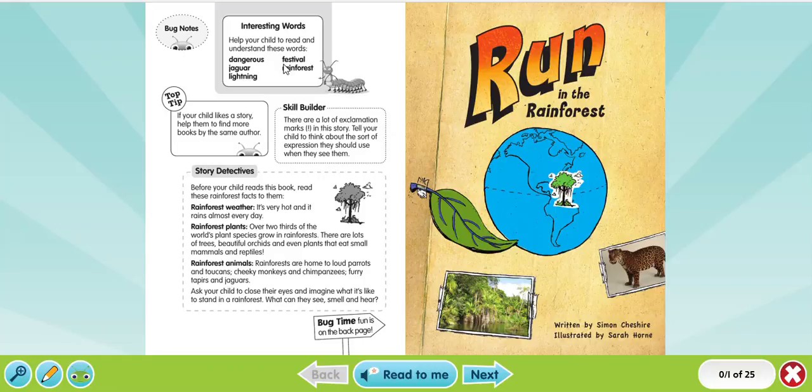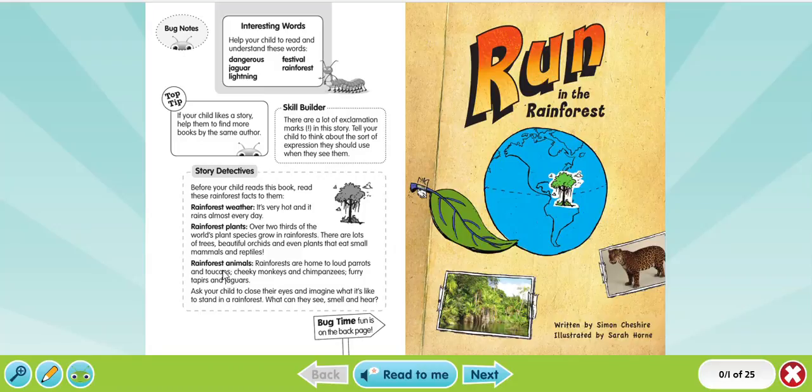The fourth word we have is festival. And festival has, that was a right guess, 3 syllables. Festival. Festival. Repeat after me. Festival. Very good. And the last word is rainforest. Rainforest. How many syllables do you think rainforest has? Correct again, 3 syllables.